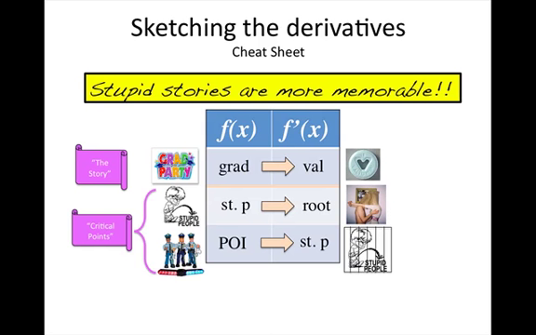And there's your cheat box. Grad, val, stationary points, root, point of inflection, stationary points. That's what I want you to draw up every single time. And the way to remember it is through that stupid story.